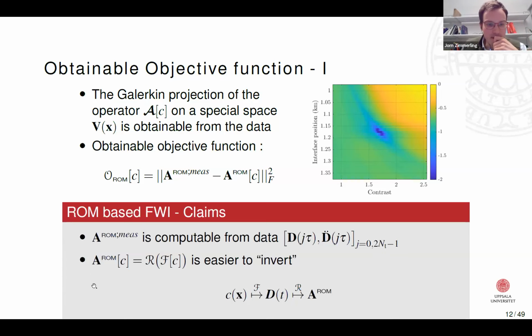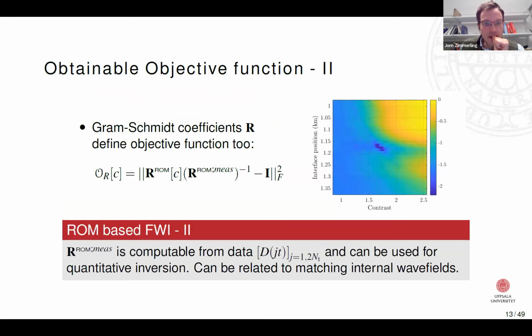And then the claim that I'm making is that this reduced order model, which is now a composition of two maps, so the map script R, which is the reduced order modeling map, which I will explain later, and the forward map, is easier to invert than just inverting the map script F. And so this objective function here is what we'll later in the talk use in order to do optimization.